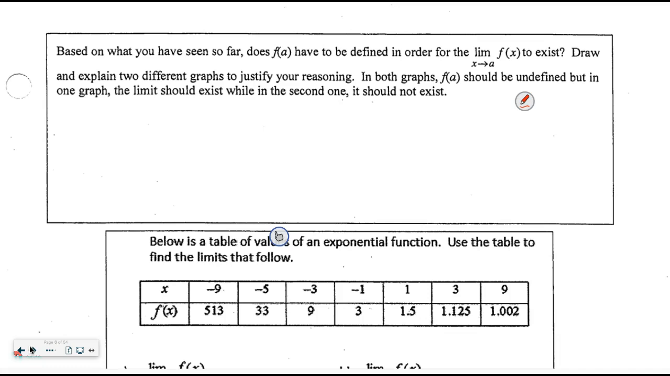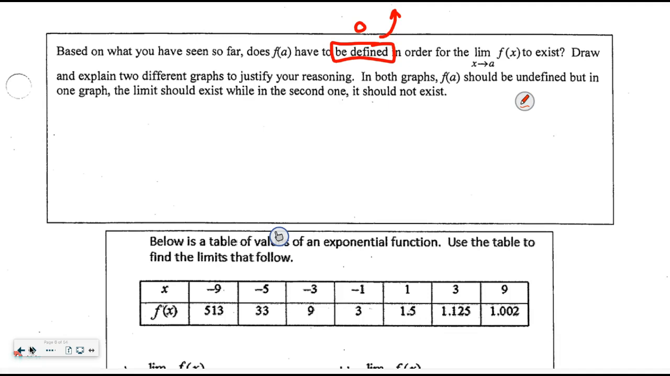No, I'm just trying to cruise through this first part because it's not the super important stuff about limits. So based on what you have seen so far, does f of a have to be defined? Okay, what does that mean, be defined? There are 2 ways to not be defined. There's either an open hole there, or you just can't get there because you're going up or down forever in order for the limit to exist.